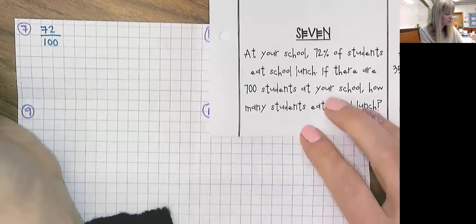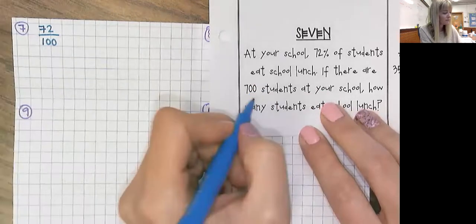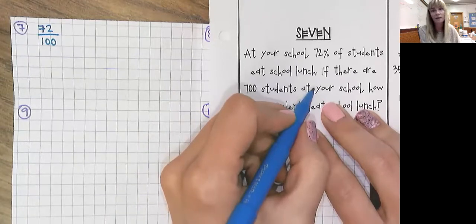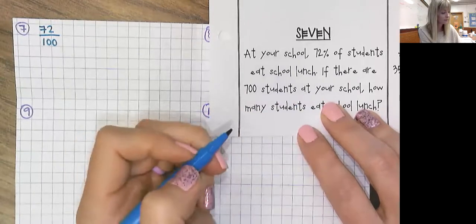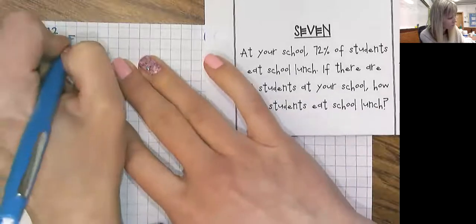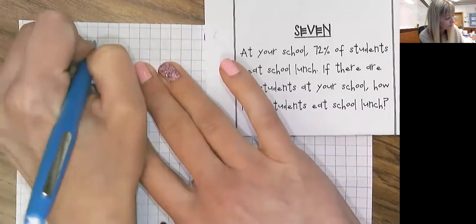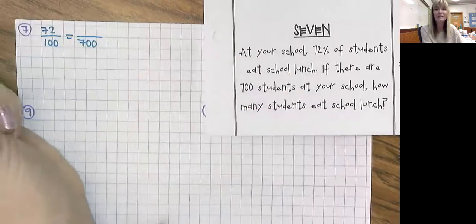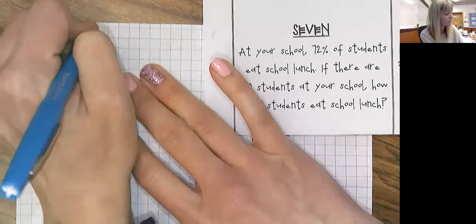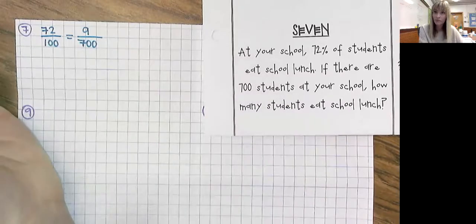72% of students eat school lunch. If there are 700 students at your school, does that sound like a part or does that sound like a total? 700 students at your school, that sounds like a total to me. So I'm going to write equals, 700 goes on the bottom, it is the base, it is what it's out of. This is P over 100 equals A over B. Does this look familiar to you?